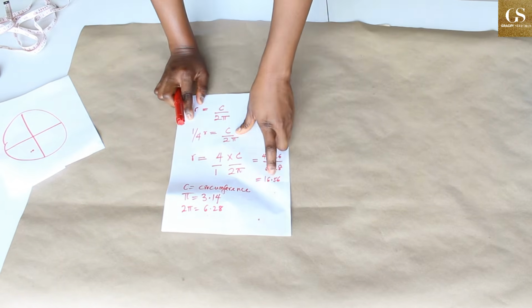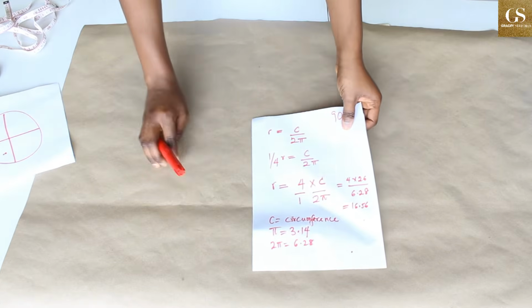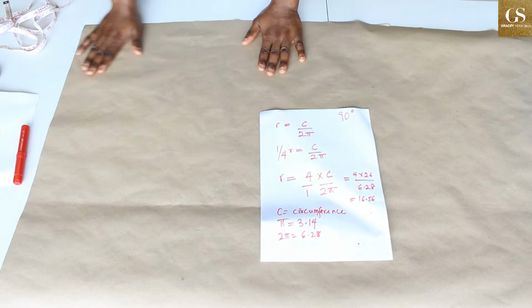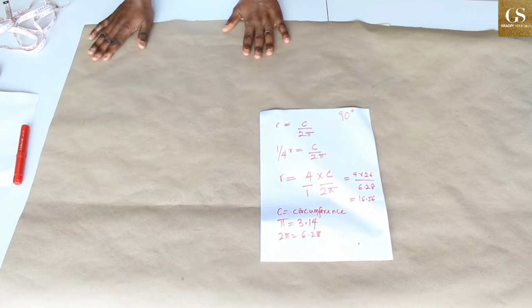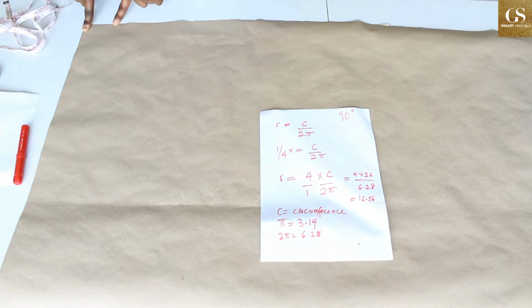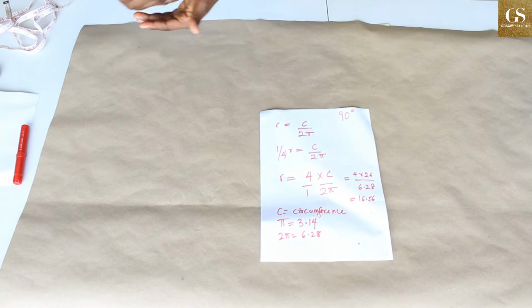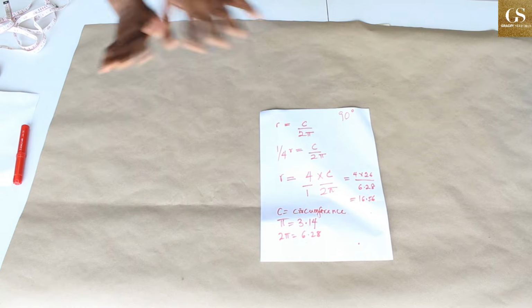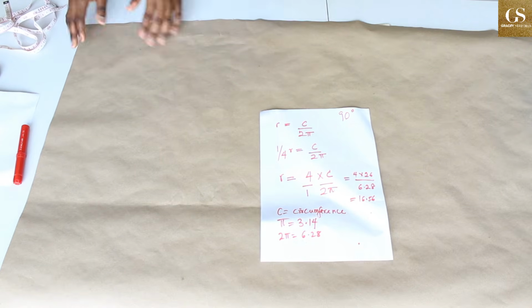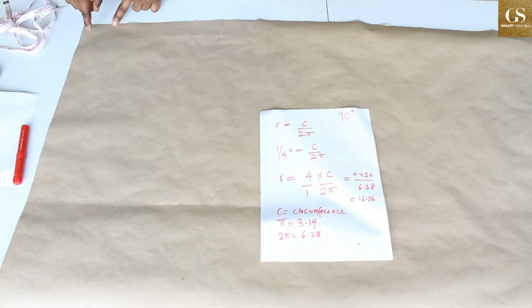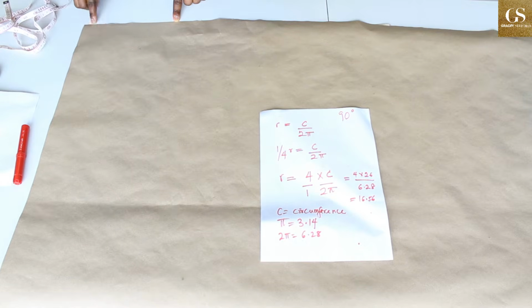So I got 16.56. To cut it on your fabric, let's assume this is my fabric. I'm just going to lay my fabric on the table just like this, and start from one corner. Unlike the 180 and the 360, where we fold our fabric, in the 90-degree, you are not going to fold your fabric. You're going to measure it from one corner of your fabric. If you notice, this is actually a 90-degree because this is a straight line and this is a straight line. So this corner is a right angle, which makes it 90-degree.